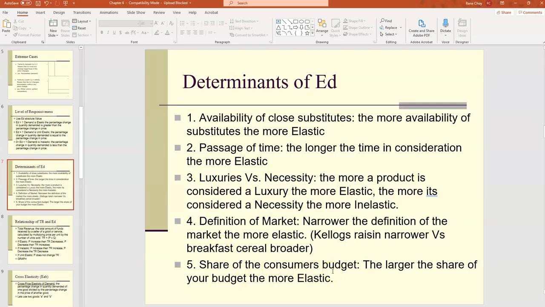The last one is the share of the consumer's budget. So when something is a larger portion of your budget, then the more elastic you become. When something is a smaller portion of your budget, the more inelastic you become.